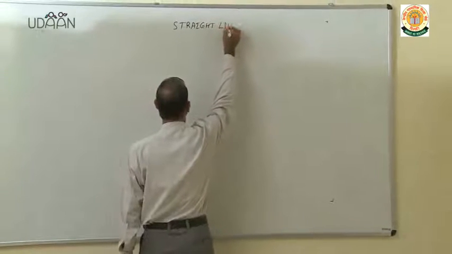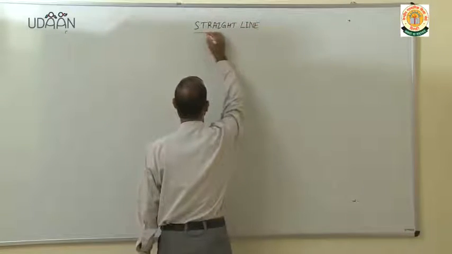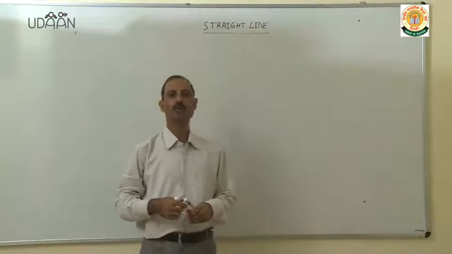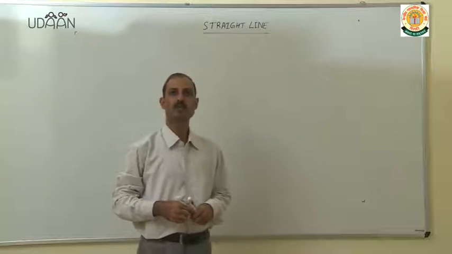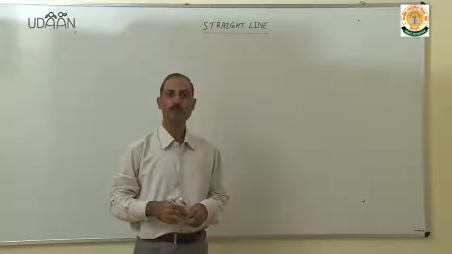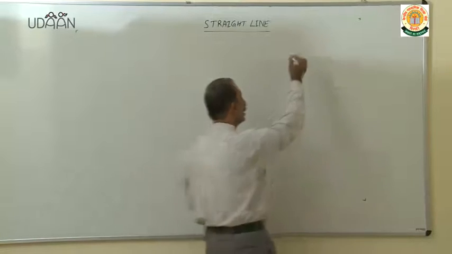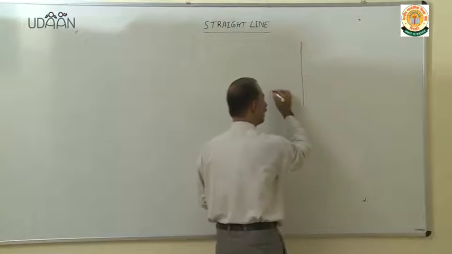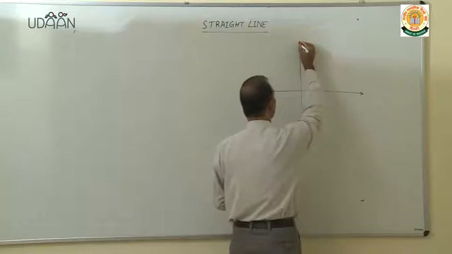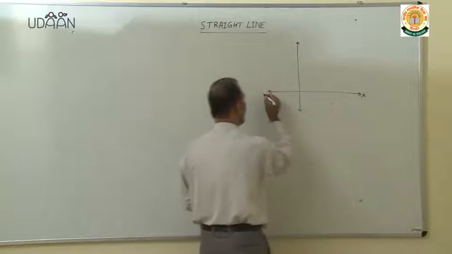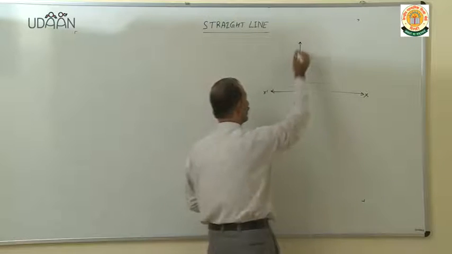So today I am taking the topic straight line. Now for any line, the most important thing is the slope of the line. What do you mean by slope? Now the line is inclined with the x-axis. You already know about the x-axis and y-axis.